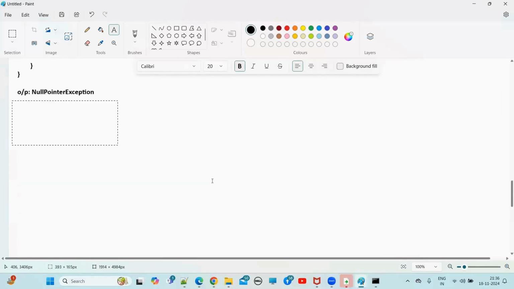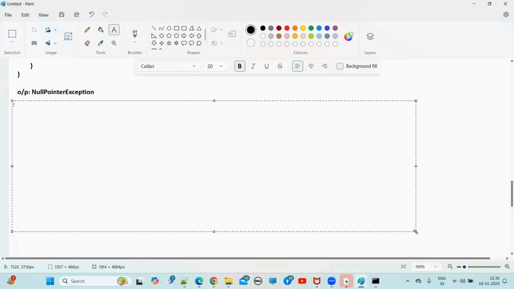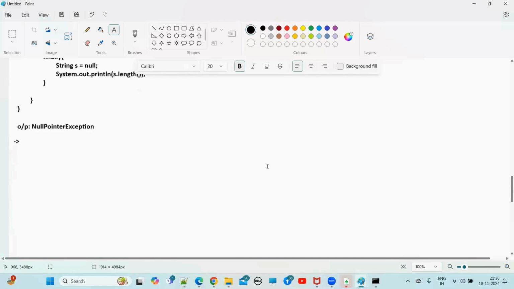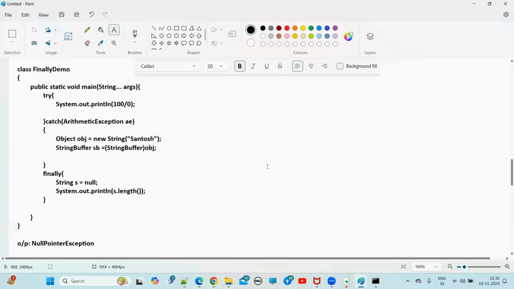Sir, can you say once at last why it is taking the default exception handler? Because we are not handling that exception, right? Yeah, let me tell you, Lavanya. Sorry, Vani, right? Yes, sir.